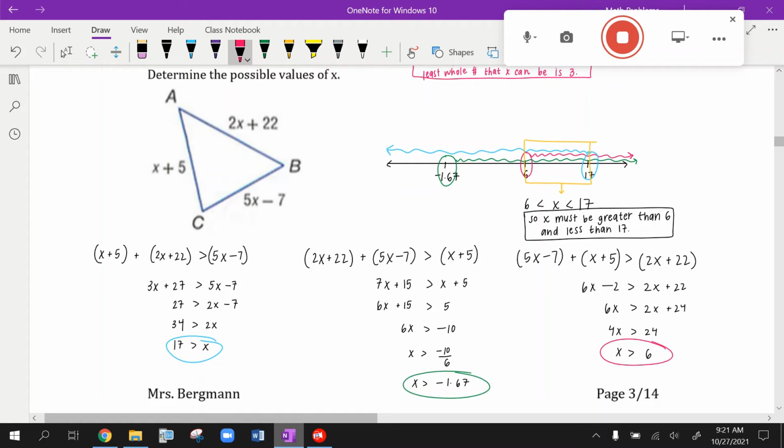This one did not ask for a whole number value, so it didn't say that it had to be a whole number, so you can just say it has to be greater than 6 and less than 17. For example, your value could be 5.9. Oh, sorry, the other way, 6.1 or 16.99. Any of those numbers will work. It didn't say it had to be a whole number.